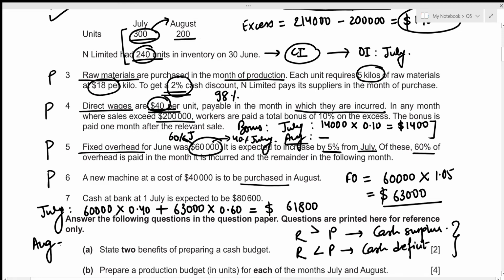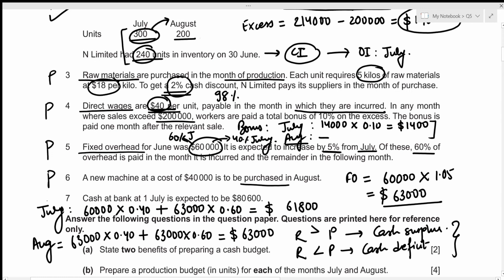Now we will figure out the same amount for the month of August. For the month of August, we will be paying 40% of the overhead for the month of July, which we figured out to be 63,000. So that's 63,000 times 40%. Then we'll also pay 60% of the overheads for the month of August. So that's again 63,000 times 0.60. So this gives the total fixed overheads paid in the month of August to be 63,000 times 0.40 plus 63,000 times 0.60, which gives the total to be 63,000.